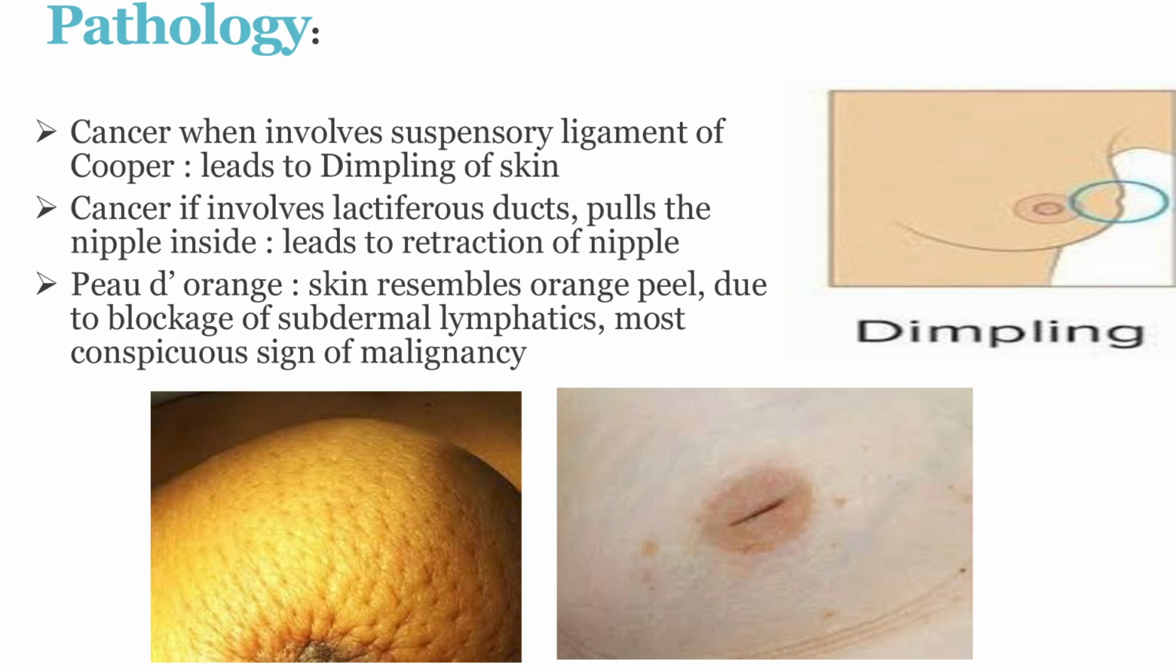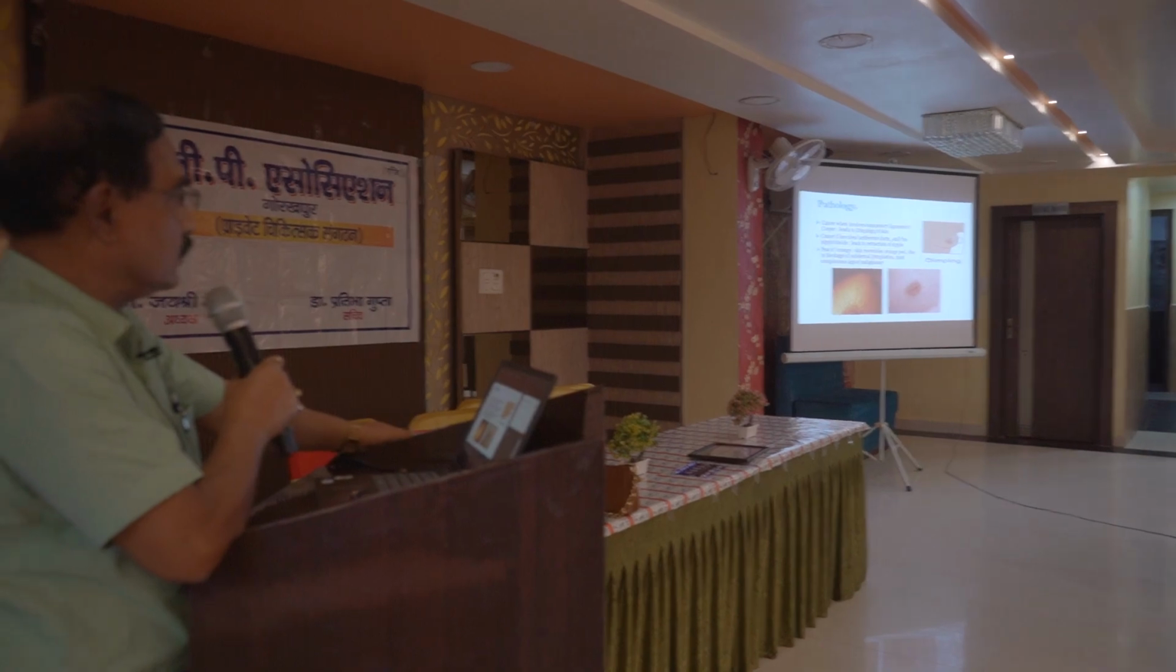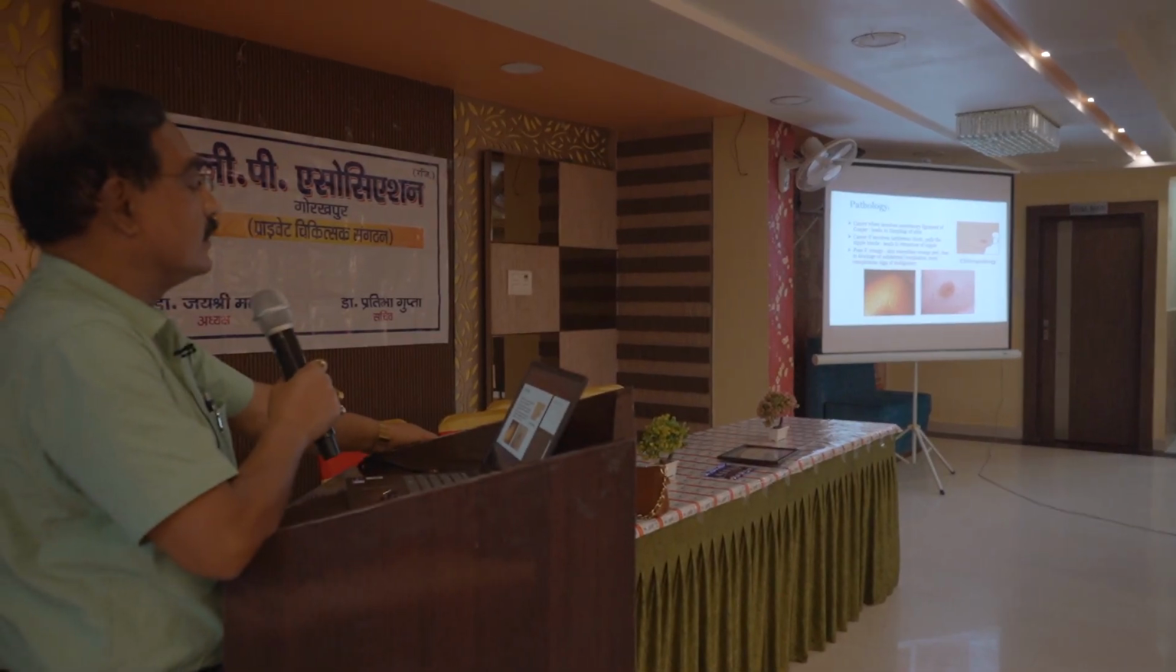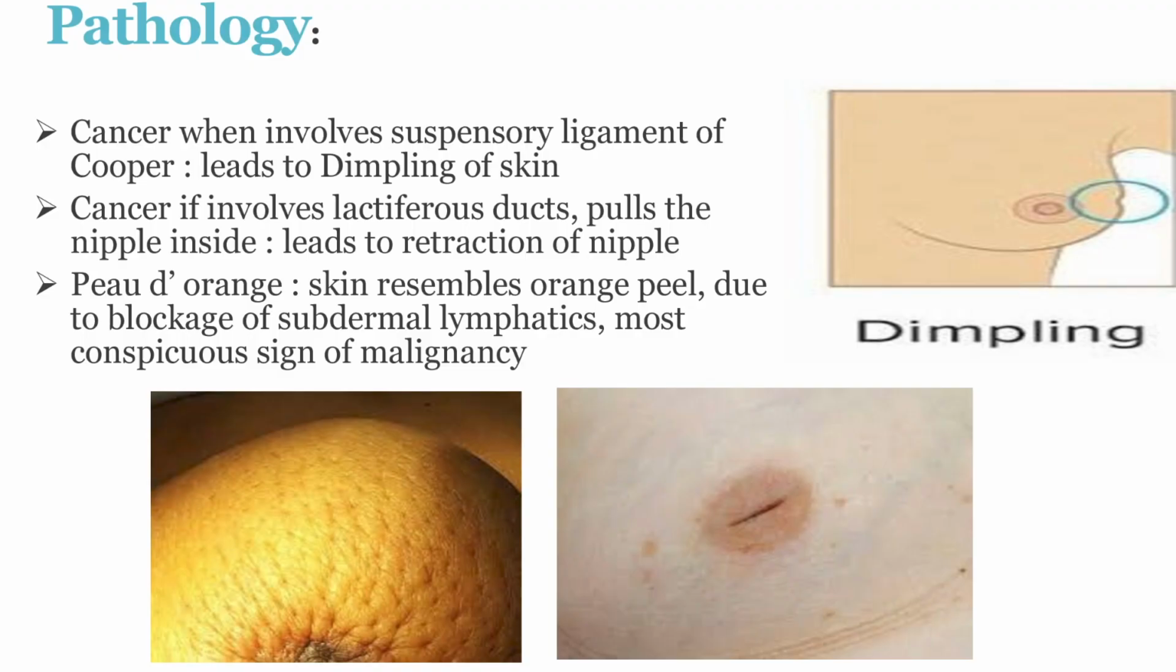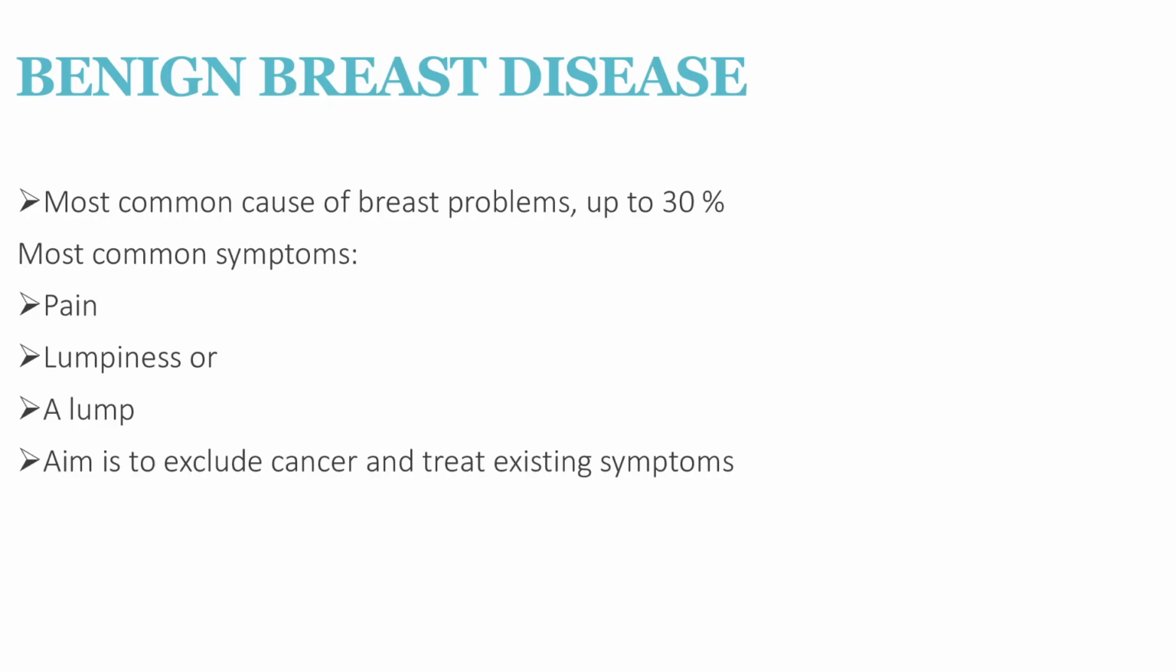What we come across in our clinic: the cancer involves the suspensory ligament of Cooper, which leads to dimpling of the skin. You can see in the diagram, this sort of patient comes to us. Cancer, if it involves the lactiferous ducts, pulls the nipple inside and leads to retraction of the nipple, which is a very common finding we come across in our clinic day to day. Peau d'orange, the skin resembles orange peel due to blockage of the dermal lymphatics, a more conspicuous sign of malignancy. You can see very well on the photographs, it is self-explanatory.